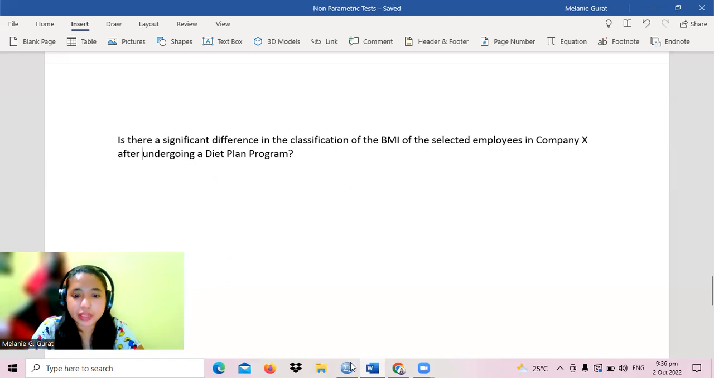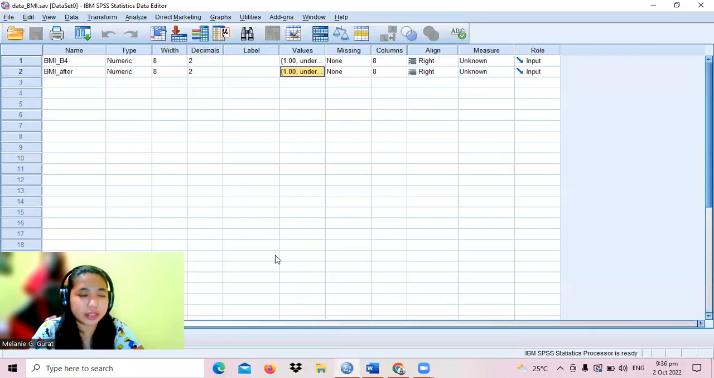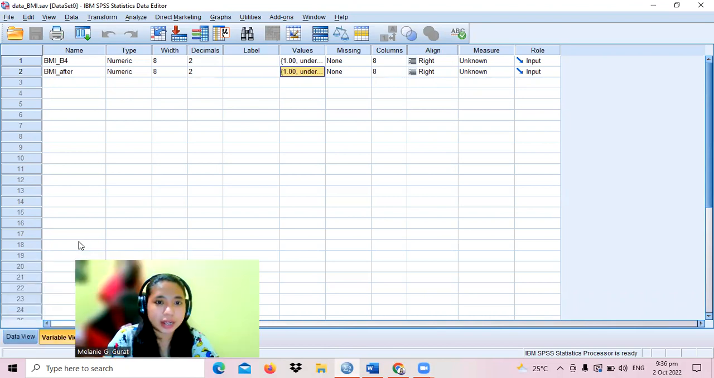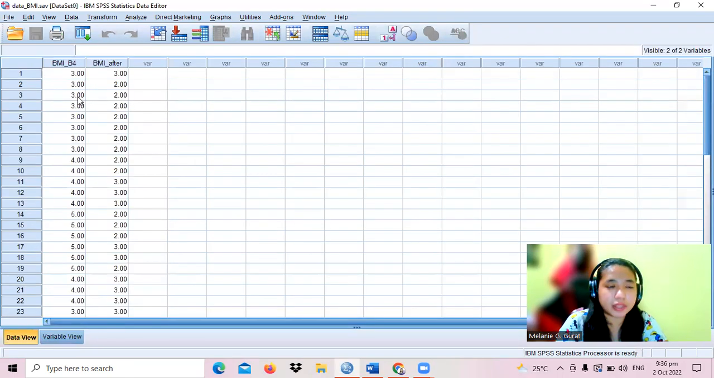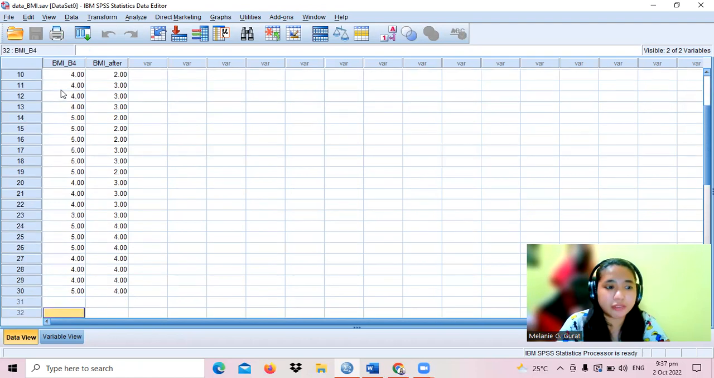In our given data, we have the encoded data, the BMI before and BMI after. If we go over our values to determine what the data means, we have numbers like 1, 2, 3, 4, 5, with 3 until 5 and 13 respondents. Of course, we have the data before and the data after.